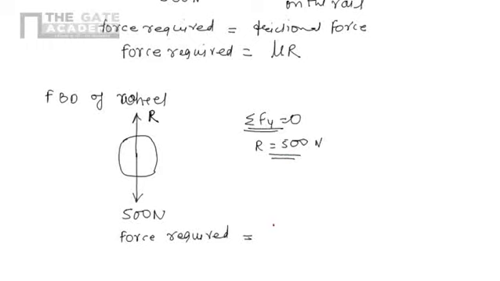So the force required will be mu R equals 0.3 into 500, so it will be 150 Newton. In this way we can easily calculate the force required to roll the wheel on the rail, that is 150 Newton. So the correct answer is 150 Newton.